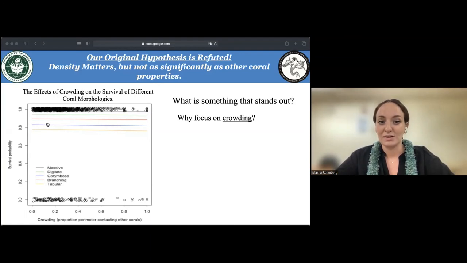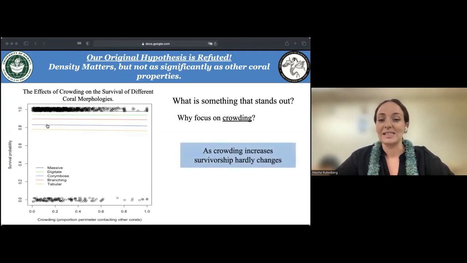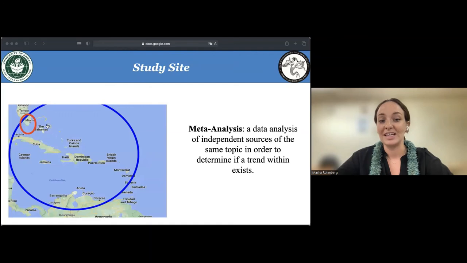And we can notice from this graph that as crowding increases, survival hardly changes. We unexpectedly find that mortality is not influenced by density. I do want to point out that density does matter, but not as significantly as other coral properties. This led me to ask, is this relationship seen elsewhere? And to answer that, I performed a meta-analysis.